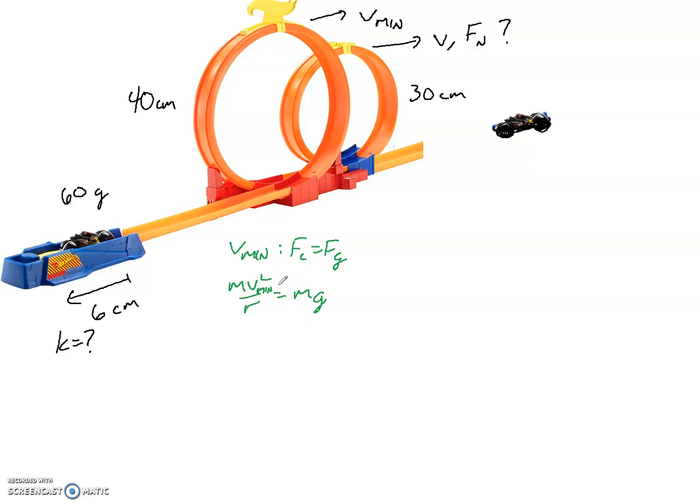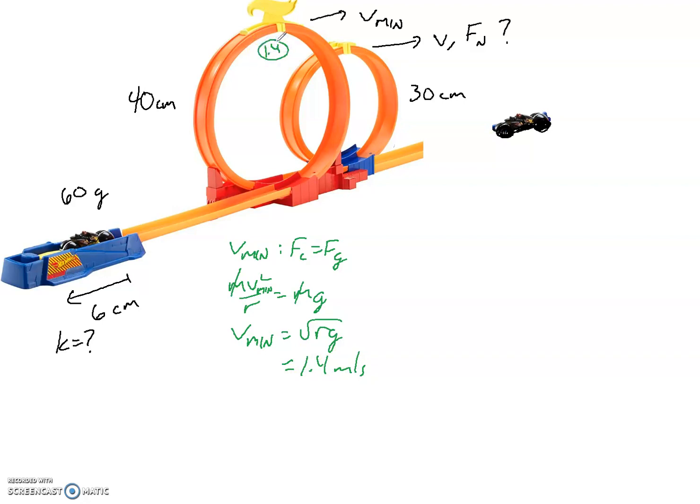We've done this before, incorporating energy with circular motion. The m's cancel out, and the minimum speed required is just the square root of rg. The radius is 20 centimeters because it's a 40 centimeter tall loop, so I've got a radius of 0.2. I multiply it by 9.81, and don't forget to take the square root. It's going 1.4 meters per second at the top of this loop.